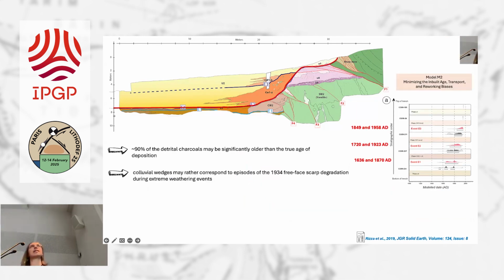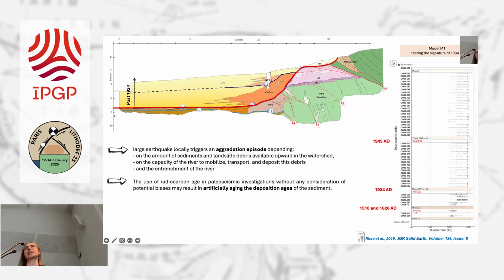So in fact, we suspected that most of our detrital charcoal was just reworked. We did a very simple model to try to minimize inbuilt age, transport, or reworking processes. What you see is again event E2, which we suspect to be 1934. We are close, but still not at 1934. Also, the colluvial wedges may in fact not correspond to seismic events, but more to free-face scarp degradation by weathering events.